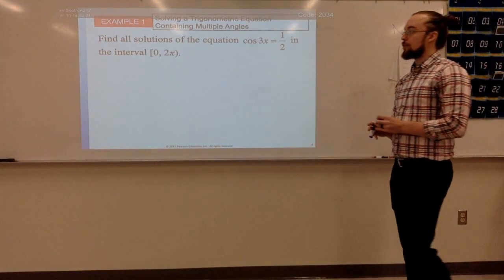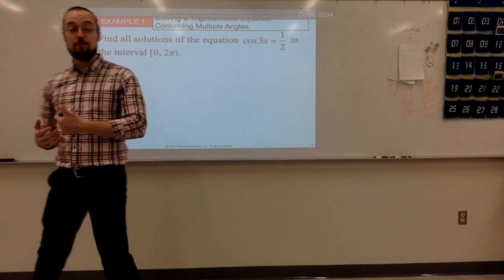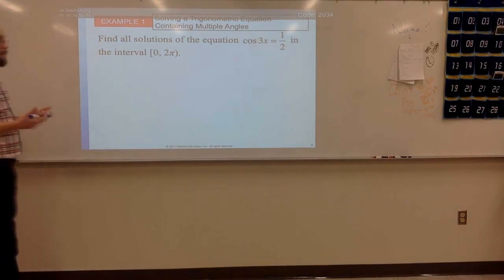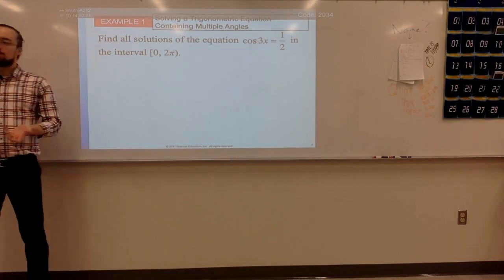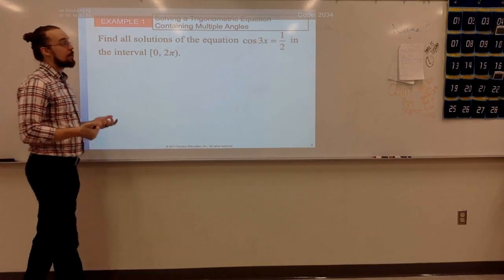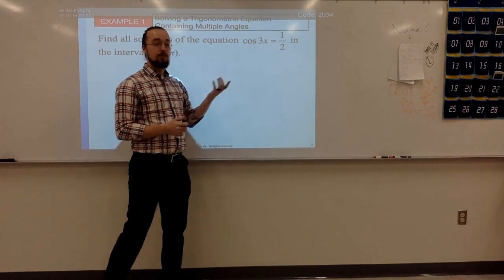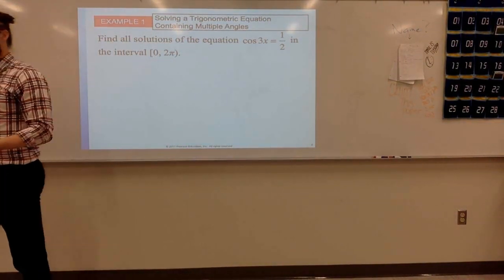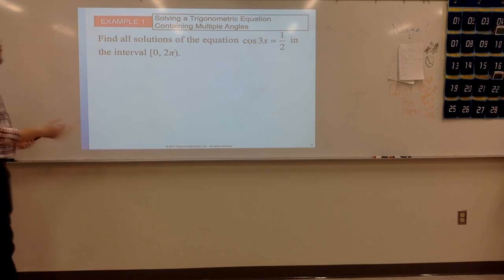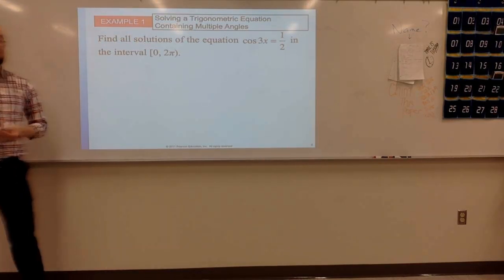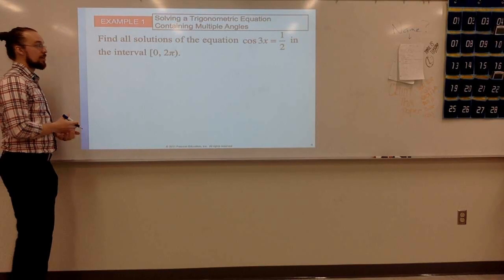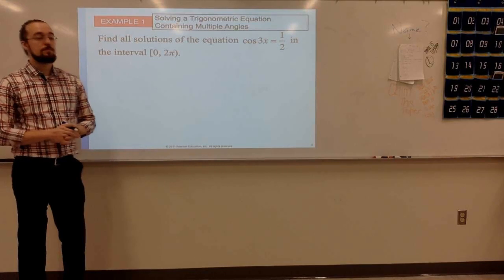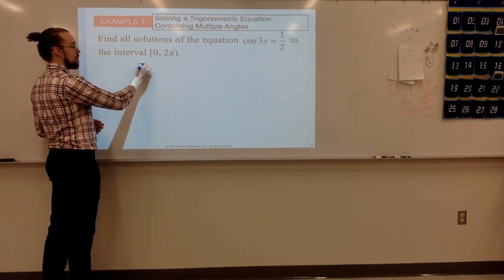Let's take a look at an equation like this: cosine of 3x equals 1/2. We want to do something very similar to what we've been doing. In an equation like this, the first thing I would want to do is get the trig function by itself. That's already done for me. Cosine is already by itself. So I can now go to the unit circle and see where cosine equals 1/2. Where does cosine equal 1/2? Pi over 3, 5 pi over 3.